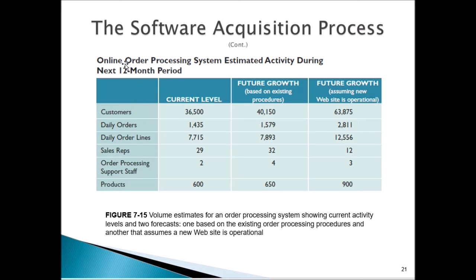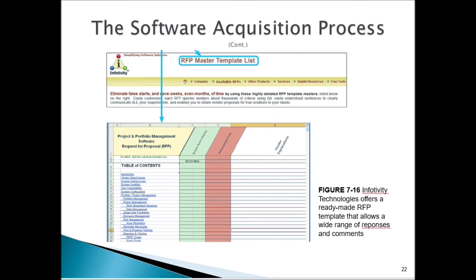So here's an online ordering system activity during the next 12-month period. And here's some examples of future growth, based on existing procedures and when the new operation is up. So here's some examples. Here's an RFP. This is actually a template that comes with this software.